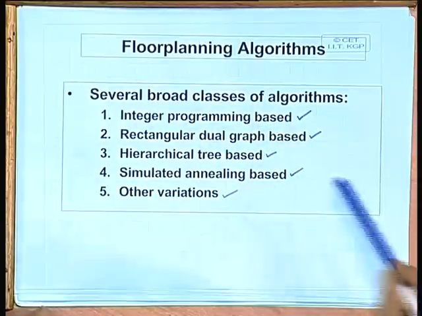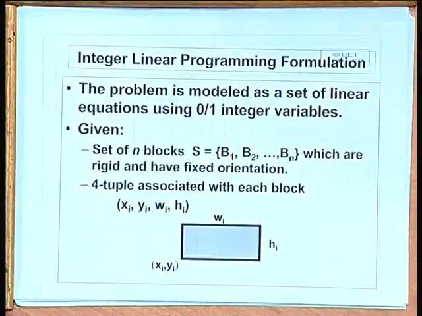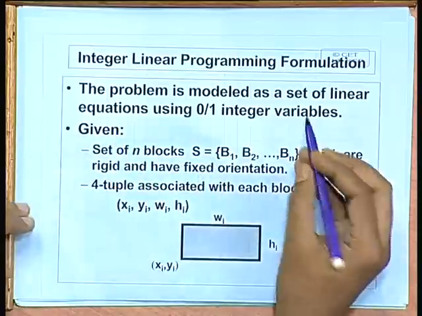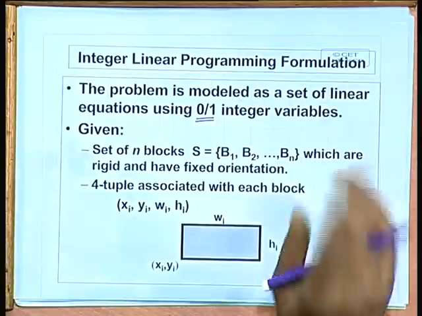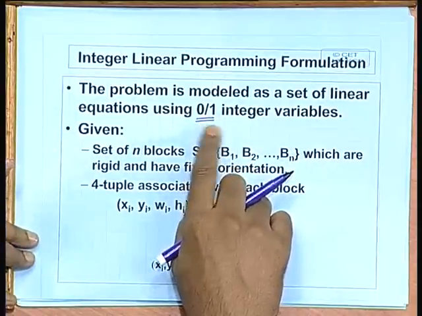We start with the integer programming based approach. Here the floor planning problem is framed as an integer linear programming problem. We will show you with a specific problem how this problem formulation can be carried out. So, the integer linear programming formulation is essentially, given the details of the blocks, we try to model the problem as a set of linear equations which uses variables which can take on the values of 0 and 1. So, this is a 0-1 integer linear programming problem. Of course, there are some variables which are not 0-1, which can be arbitrary integers, we will see, but there are some variables which can take on only 0 and 1, binary variables.